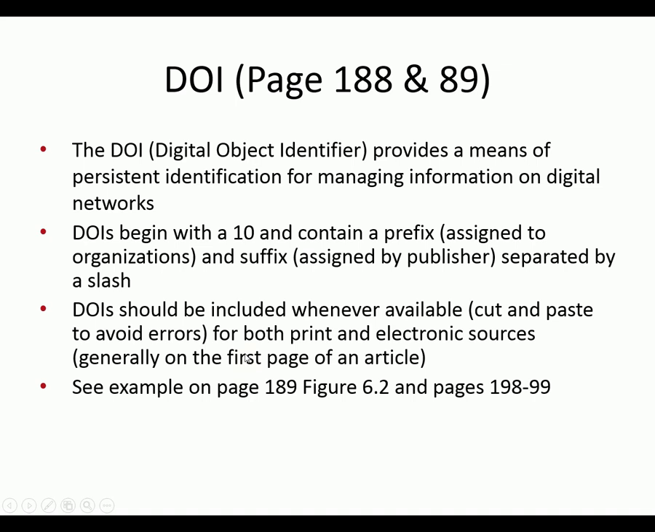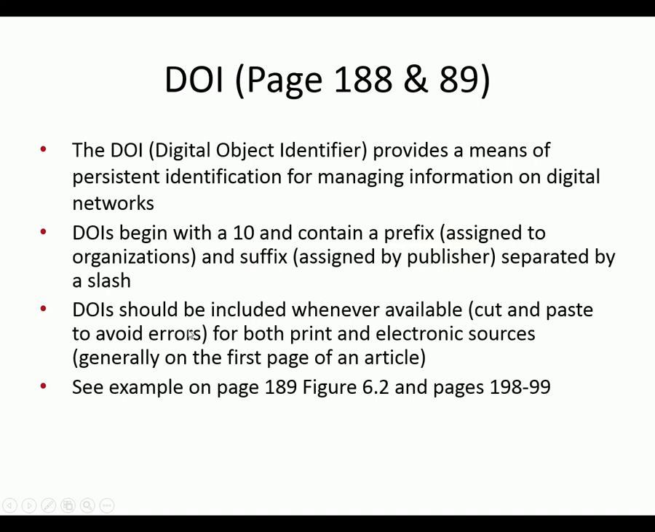Well, what is a DOI? On pages 188 and 189, it talks about DOIs. Have you ever gone and looked at it, found a wonderful reference, and then about a year later you went back to it and it was gone? And sometimes it said, sorry, this page has moved, and it doesn't tell you where. If you had the DOI number at first, that's a digital object identifier. It always lets you find that. If you know the DOI number, you can put it in and find where they moved it to, or if they took it off. It provides a means of persistent identification for managing information on digital networks. It begins with a 10 and always contains a prefix and a suffix.